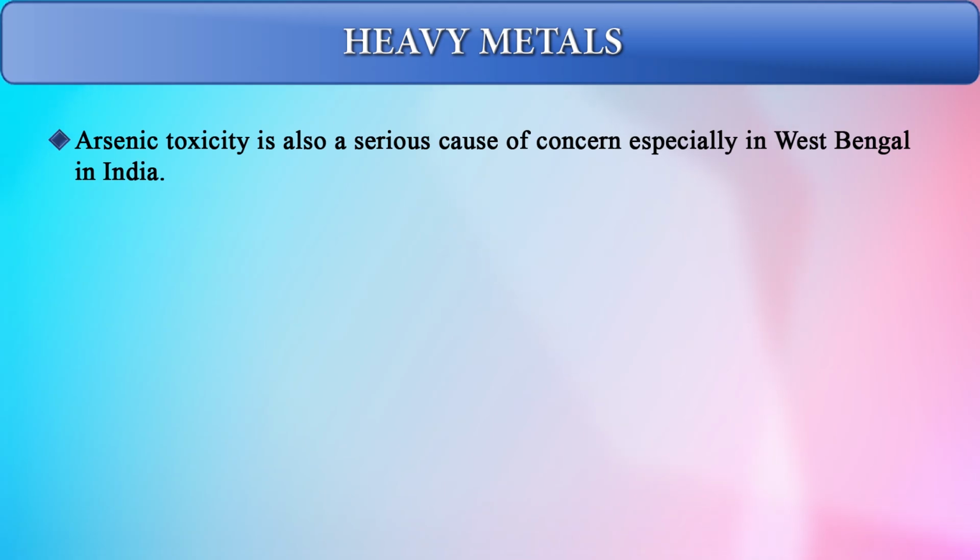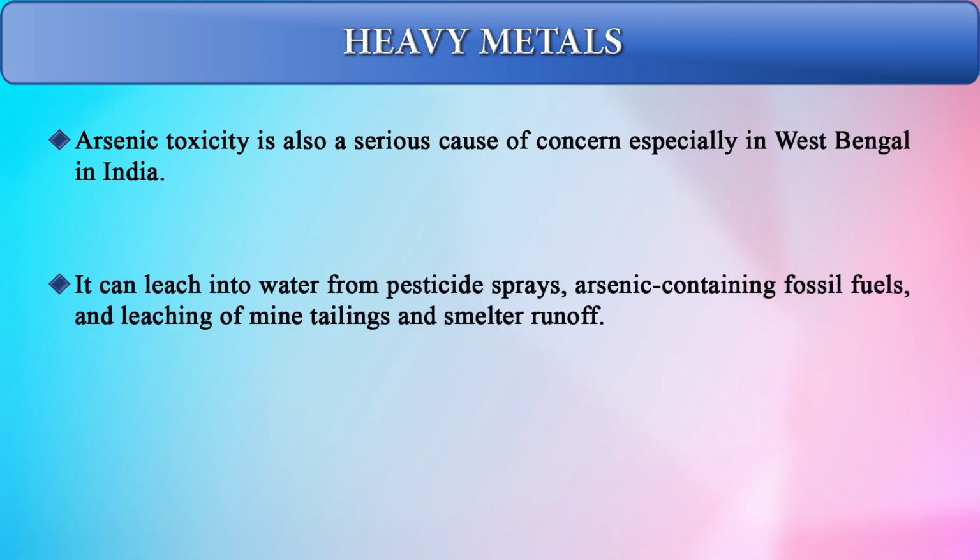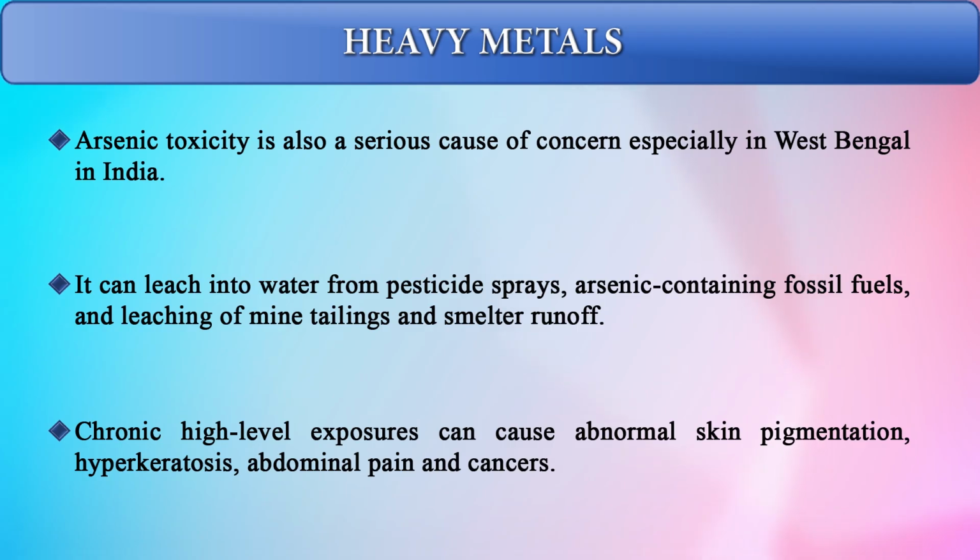Arsenic especially can leach into the water from pesticide sprays, from arsenic containing fossil fuels, from the leaching of mine tailings, and also from smelter runoff. So there are acute and chronic level exposures. Chronic high level exposure to arsenic can cause abnormal skin pigmentation, hyperkeratosis, abdominal pain, and also cancers. If you see the skin of people affected with arsenic toxicity, they will have leprosy-like lesions also.